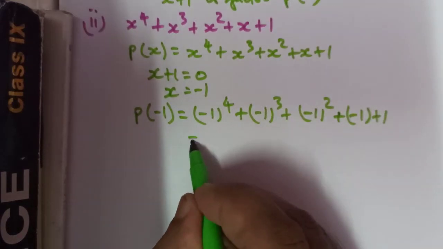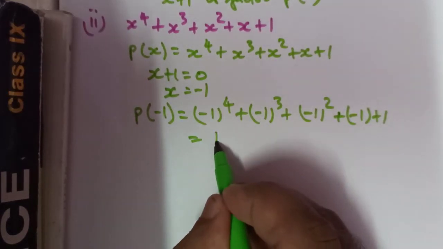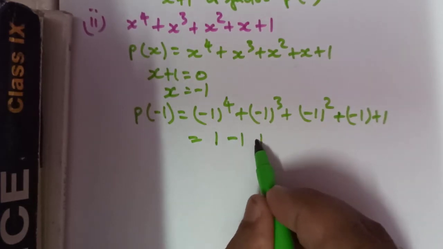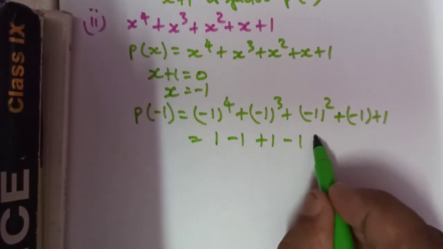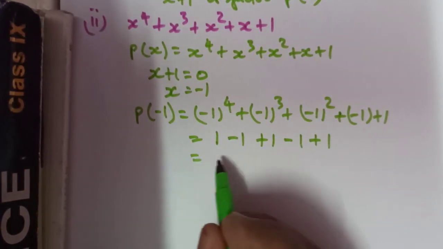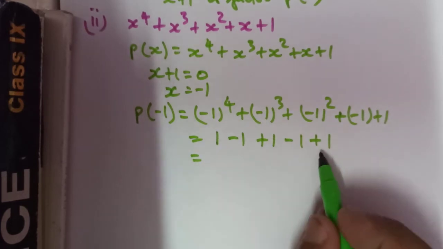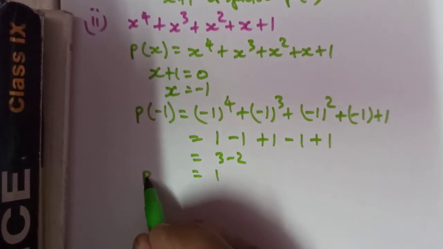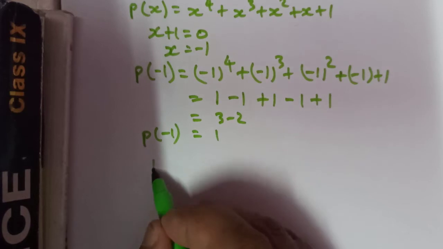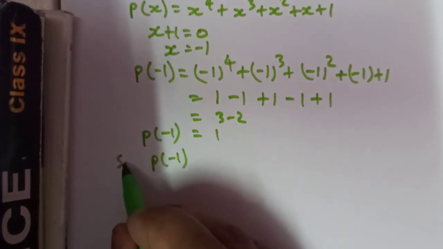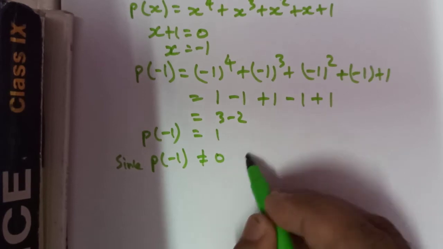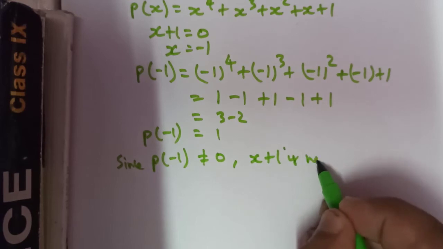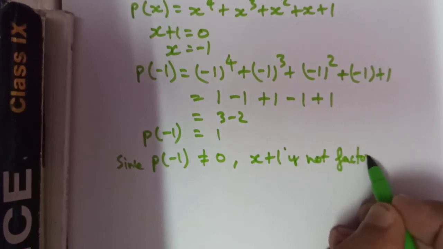Here minus 1 raised to the power 4 will be plus 1. Minus 1 cube will be minus 1. Minus 1 square will be plus 1. Then this will be minus 1 and plus 1. So that will be plus 1, 2, 3. Plus 3 minus 2, that is equal to 1. So since the value of p(-1) is not equal to 0, we say that x plus 1 is not a factor of p(x), the given polynomial.